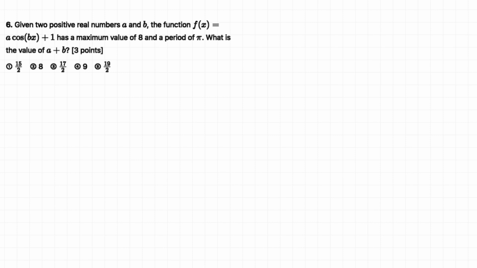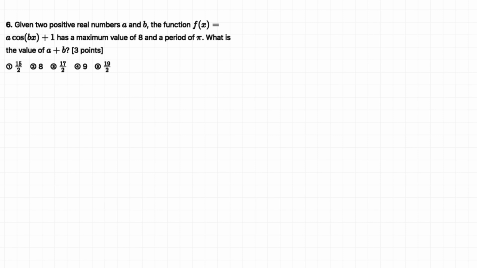So here's what we're going to do. Let's start with the most basic function, y equals cosine of x. And from there, we'll try to build up to the function they gave us in the problem, f of x, step by step.